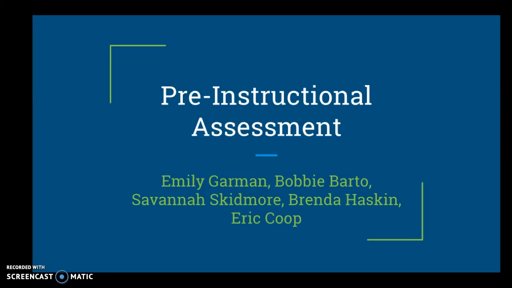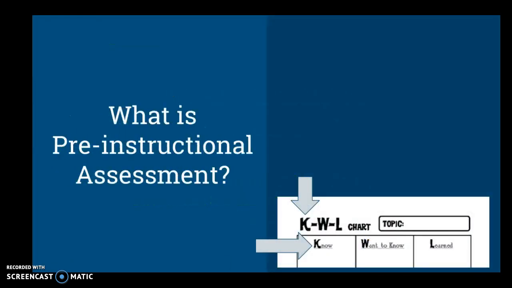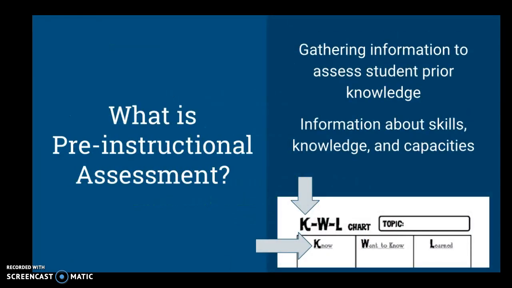Today we're going to talk about Pre-Instructional Assessment by Group 2. What is Pre-Instructional Assessment? This is the use of assessment to gather information on student prior knowledge. It helps the teacher gain an understanding of the skills and capacities of the student. This is the what students know part of a KWL chart.